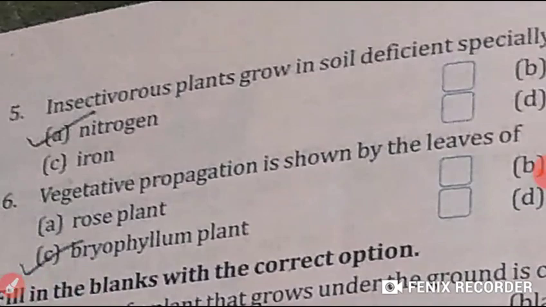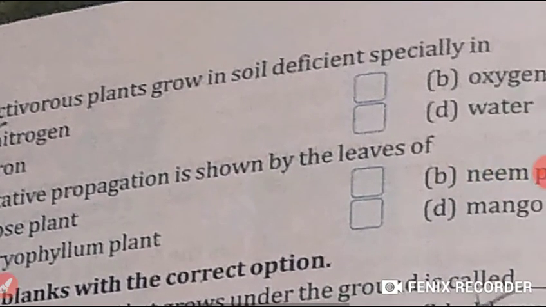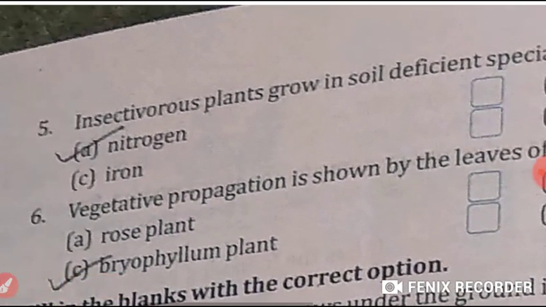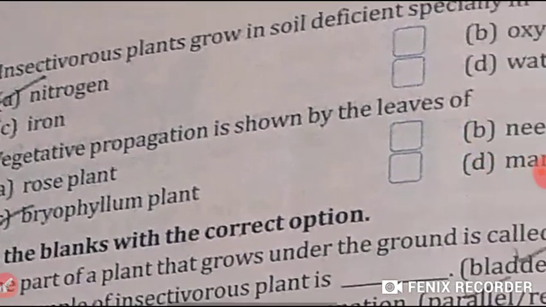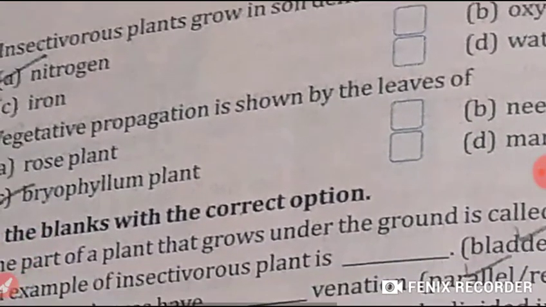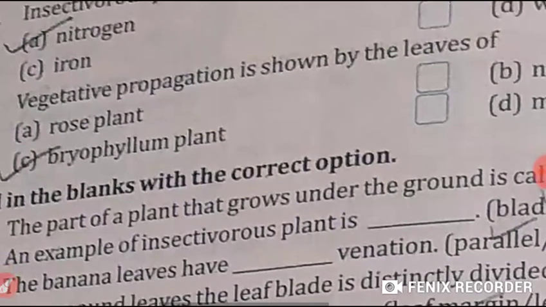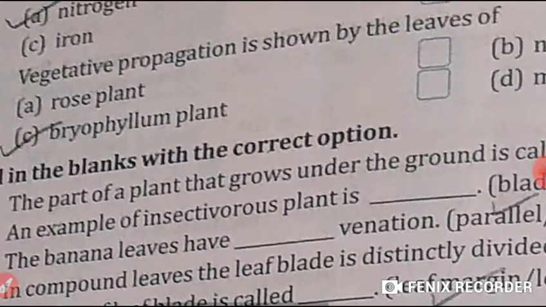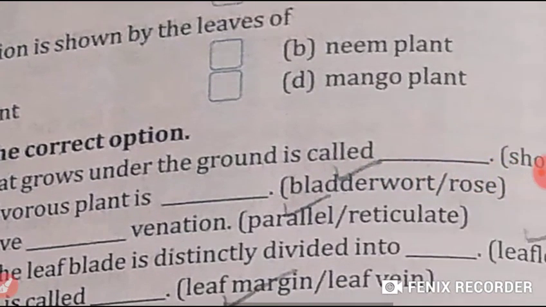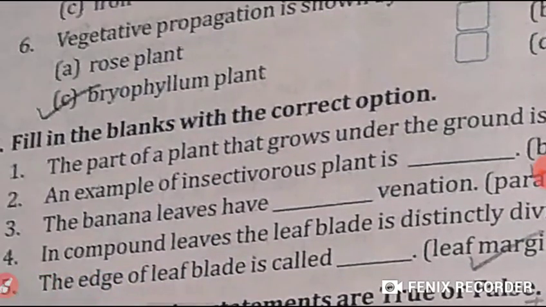Insectivorous plants grow in soil deficient especially in what? Nitrogen, iron, oxygen or water? Nitrogen. Vegetative propagation is shown by the leaves of rose plant, bryophyllum, neem or mango plant? Bryophyllum plant.